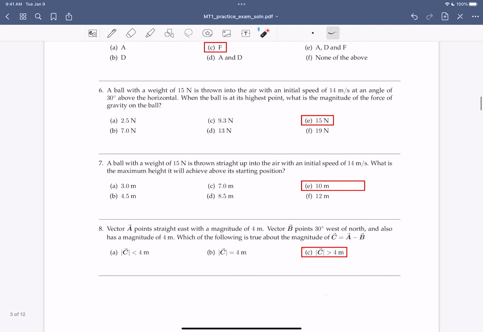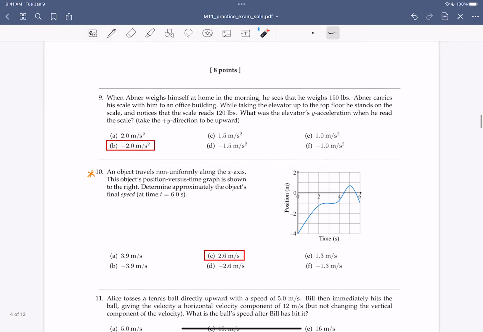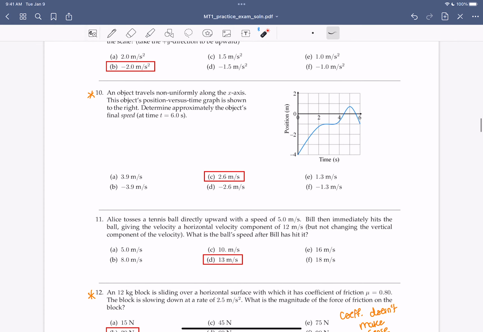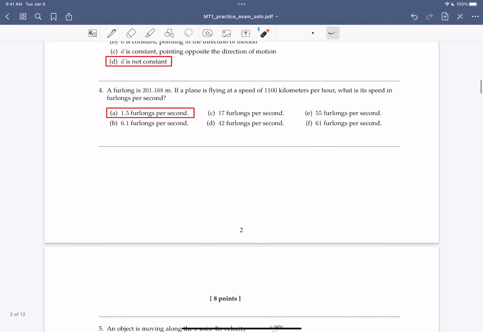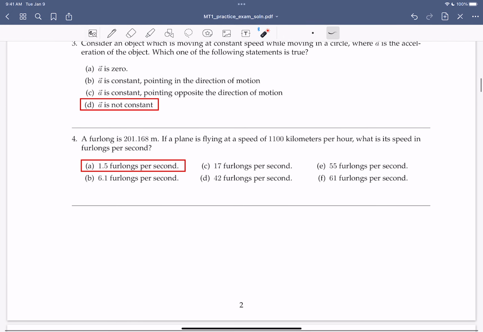I think another problem I wanted to go over here, this one. So this one is another popular one, gave people a lot of trouble last semester too. Can you show the work for 4? This one up here? The furlong one?